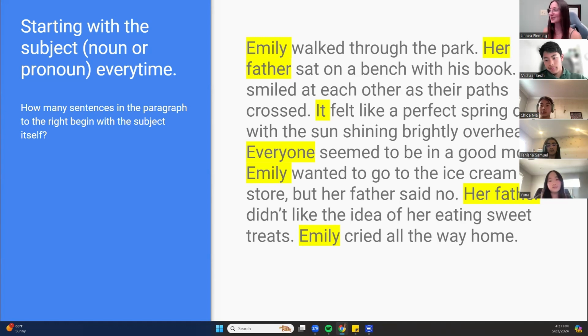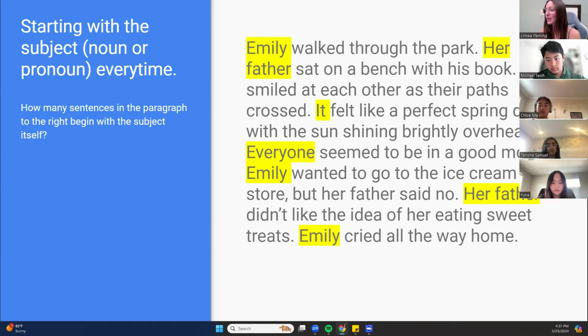Emily walked through the park. Her father sat on a bench with his book. They smiled at each other as their paths crossed. It felt like a perfect spring day, with the sun shining brightly overhead. Everyone seemed to be in a good mood.